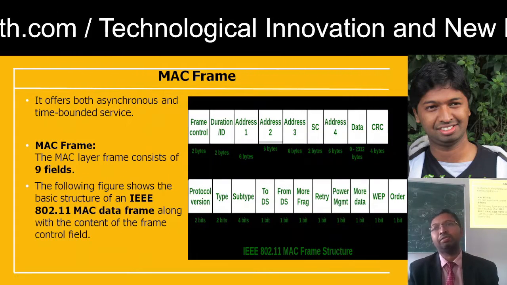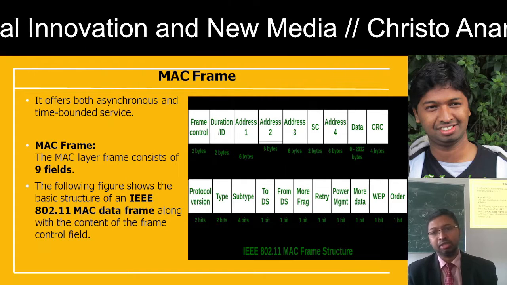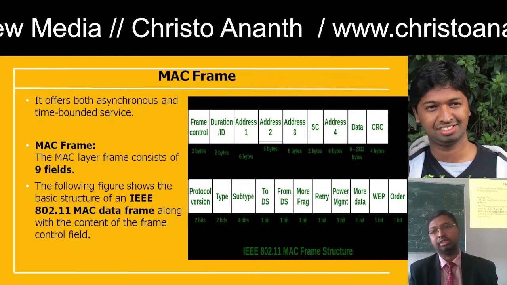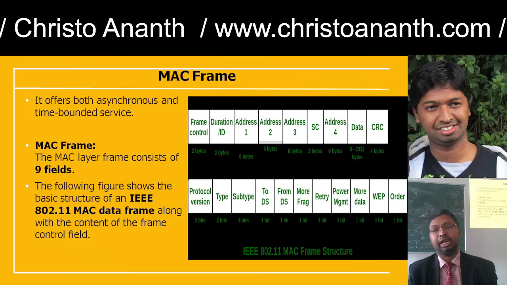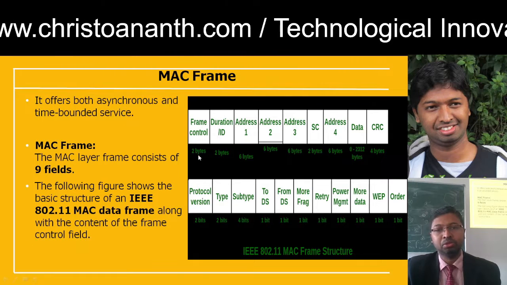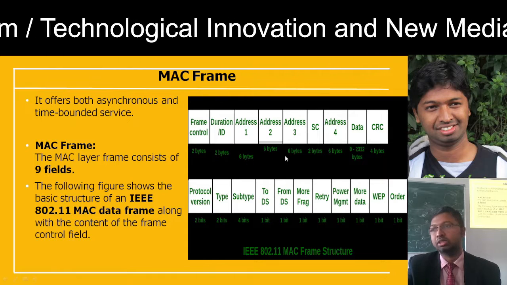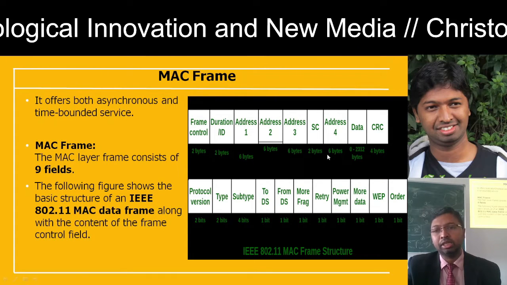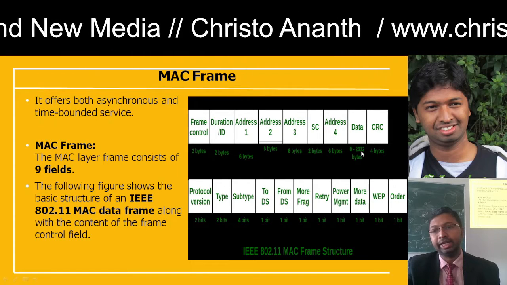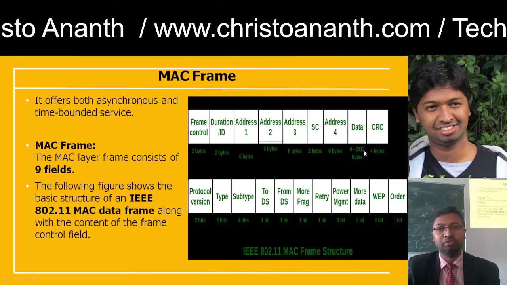So this is the MAC frame that is associated. We have FC frame control, duration, address 1, 2, 3, then SC, address, data, and cyclic redundancy check. For each of them, we have frame control 2 bytes, duration ID 2 bytes, address 1 6 bytes, address 2 6 bytes, address 3 6 bytes, SC 2 bytes, address 4 6 bytes once again, data 0 to 2312 bytes, and cyclic redundancy check 4 bytes.